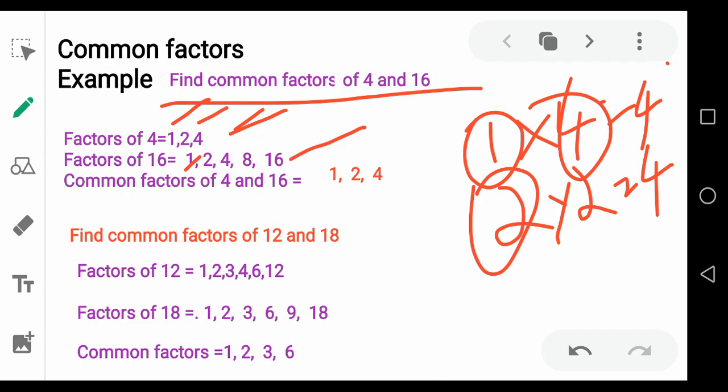That means they are common factors of both 4 and 16. So we have the answer 1, 2 and 4. This is how you have to find the common factors. Okay, one more example we will see. Find common factors of 12 and 18.